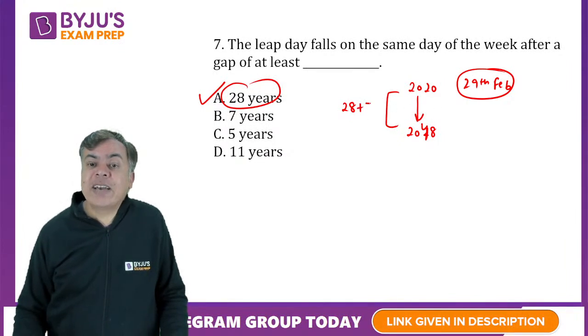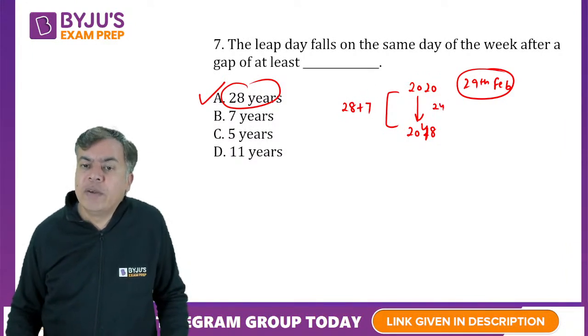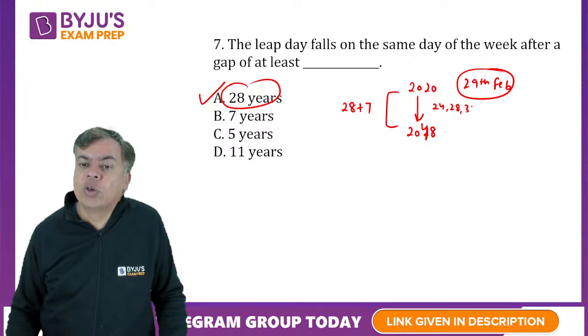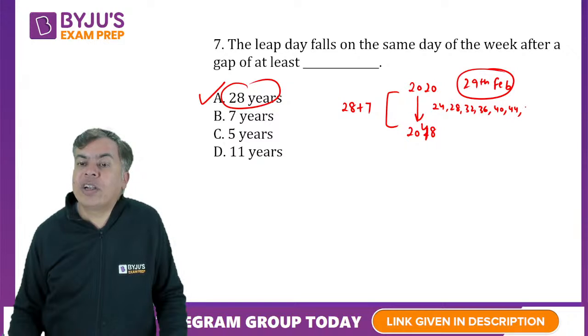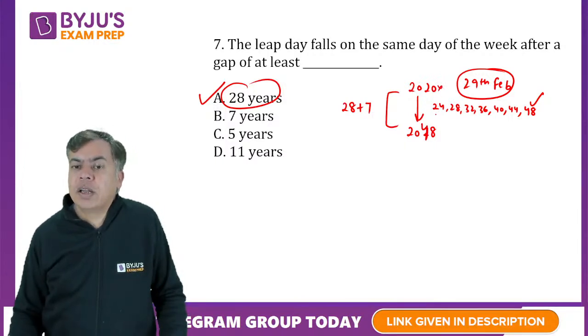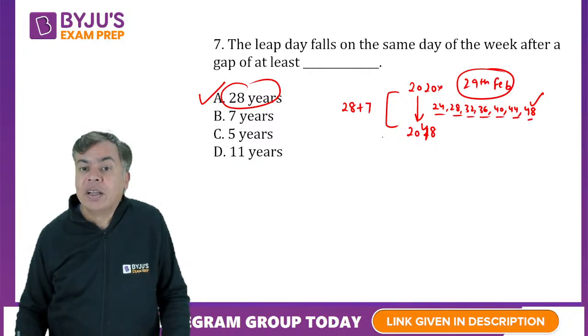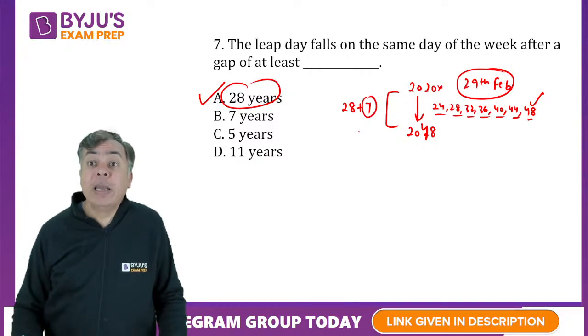Plus there will be 7 leap years which you consider. Which 7 years do you consider? 24, 28, 32, 36, 40, 44 and 48. You will consider 48 also, right? Why? Because 20 you will not consider, because from there you are starting. So 1, 2, 3, 4, 5, 6, 7. So 7 extra days for leap years.